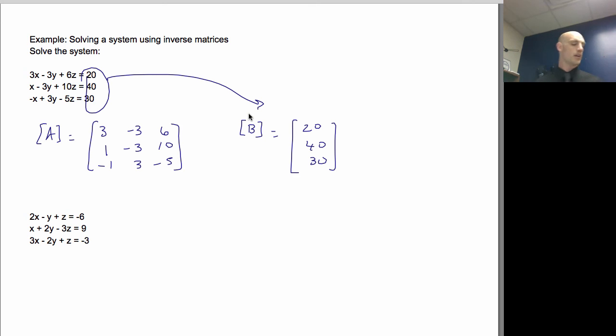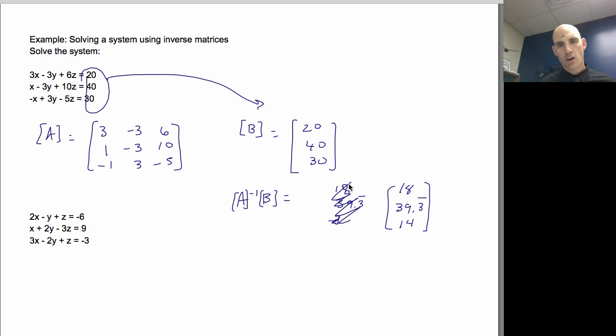And so when I put that into my calculator, I've already put it in. You can pause here and put it in. But we're going to find A inverse B. And it's going to be equal to 18, 39.3 repeating, and 14. So I've got X, Y, and Z. My ordered triple would be 18, 39.3, and 14. And that's my answer, guys.